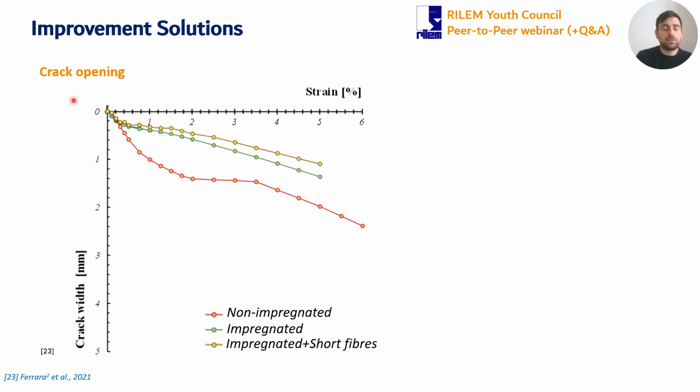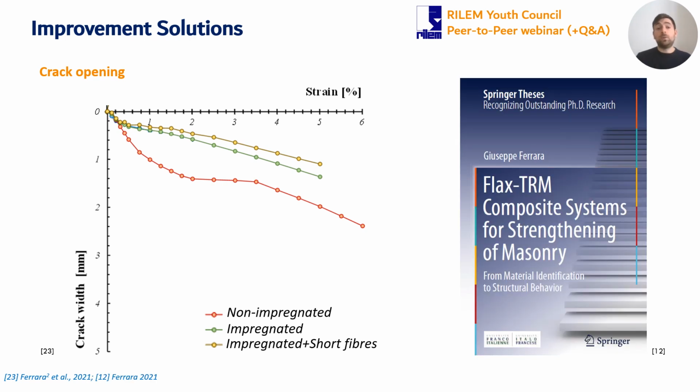In this chart, we can observe, for instance, the crack width with the strain development in the three different series of samples. If you look at the red one, it's the reinforced one, so we have significant crack width. This is the average crack width. But if you look at the two improved composites, which have impregnated fibers and also short fibers in the matrix, we can observe an overall trend with much lower crack width. And we have to remember that this is quite a significant aspect if we look, for instance, at the durability of the materials.